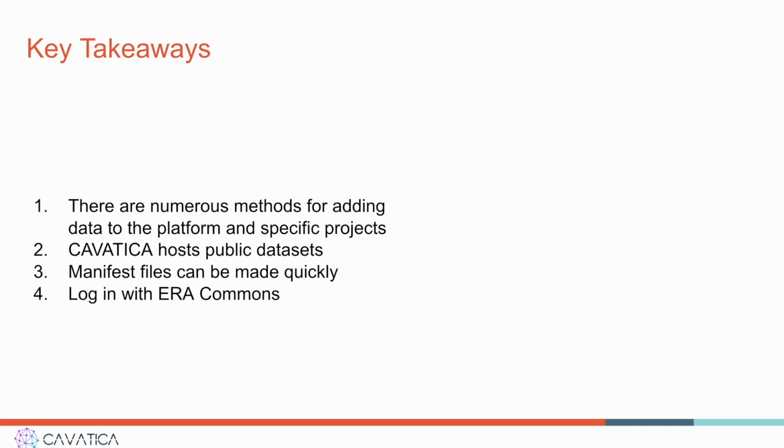The key takeaways for this video are that there are numerous methods for adding data to the platform and your different specific projects. CAVATICA hosts a number of public datasets. Manifest files can be made quickly and are a good way to move data around. And you can also log in with your ERA Commons to make all of this data transfer seamless. You can link accounts across different platforms.